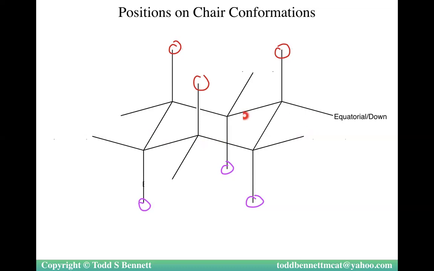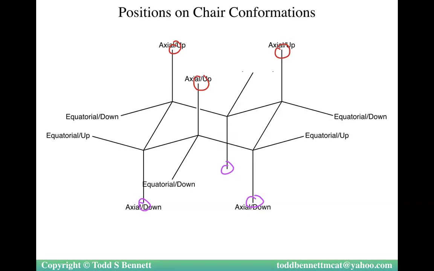It's on the equator, sort of, but it will be equatorial and up. Axial up on this one, axial down. So if this is axial down, this must be equatorial up. I move one over. So if I go from this carbon, axial is now up. Equatorial's down. We go over here, axial's down, equatorial's up. Over one carbon, equatorial down, axial up. So it alternates as you go around.